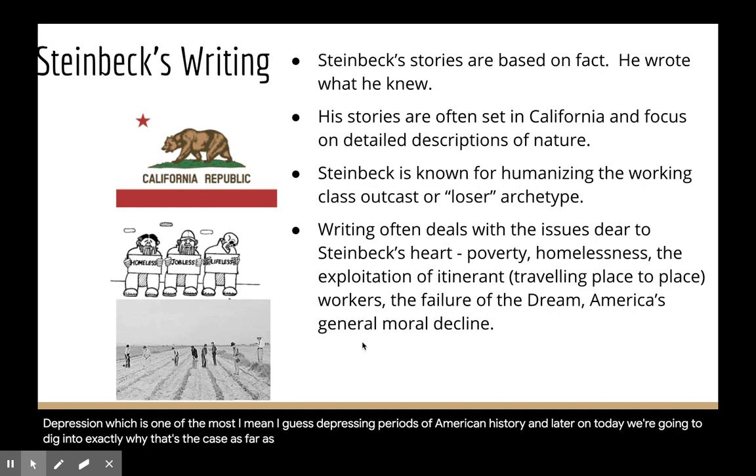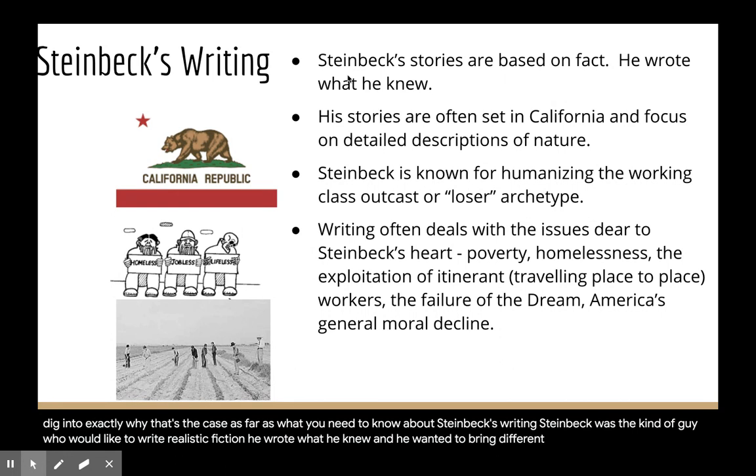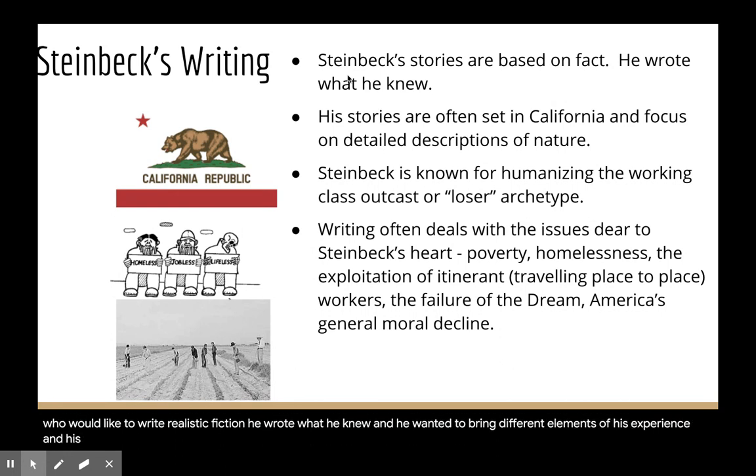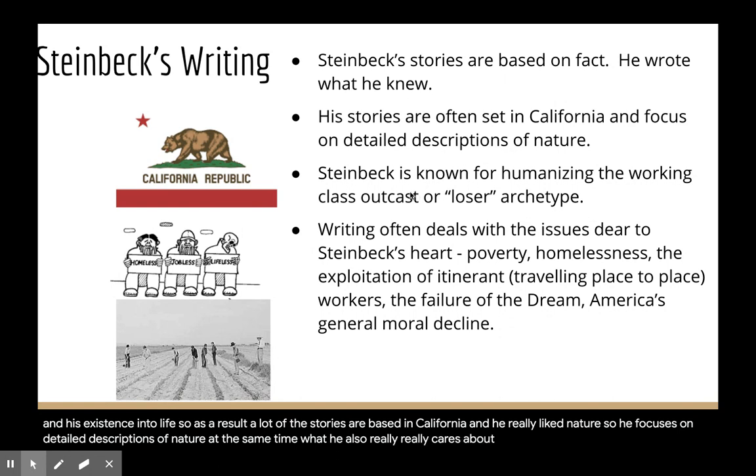As far as what you need to know about Steinbeck's writing, Steinbeck was the kind of guy who liked to write realistic fiction. He wrote what he knew, and he wanted to bring different elements of his experience and his existence into life. So as a result, a lot of his stories are based in California. And he really liked nature, so he focuses on detailed descriptions of nature. At the same time, what he also really, really cares about is the working class outcast.